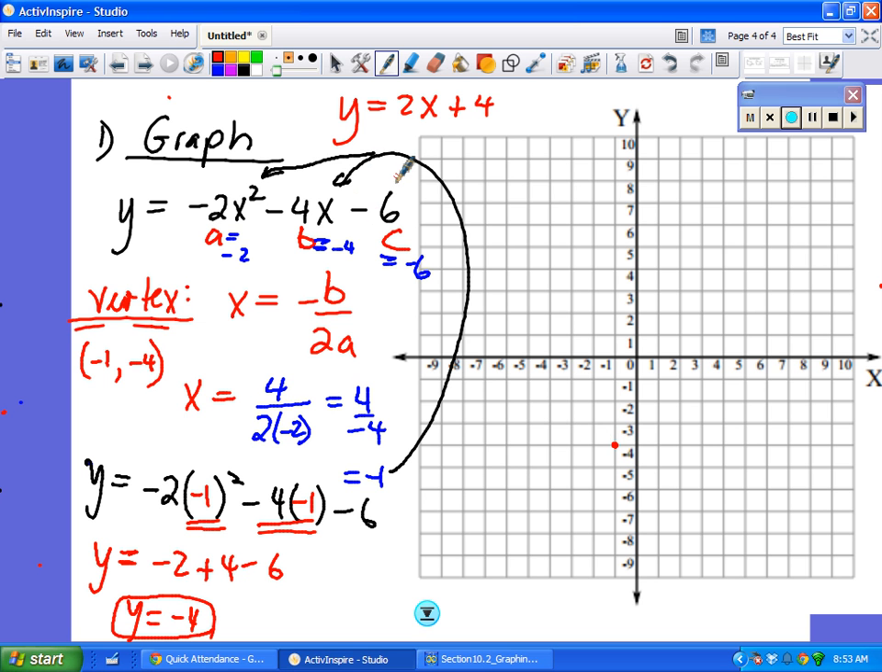How do you graph it? I just graphed the vertex. That's all I did. -1, -4 is right here. You agree? Now I want another point on the parabola, and this is where you get it from: your C.